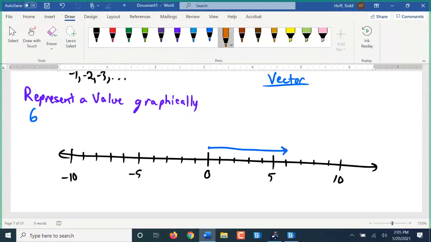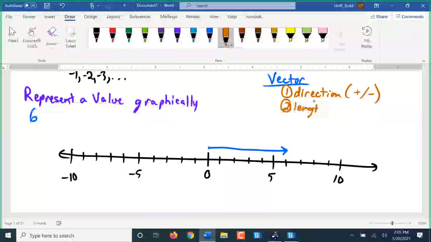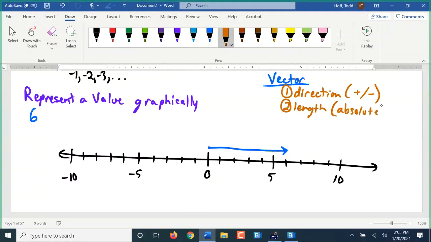Now, a vector has two qualities. It has a direction, going positive or negative direction, and it has a length. The technical term for the length is the absolute value. So this vector is going in the positive direction, and it has a length of 6. So it has an absolute value of 6. This green vector is going in the negative direction, but it also has an absolute value of 6 because it has a length of 6.